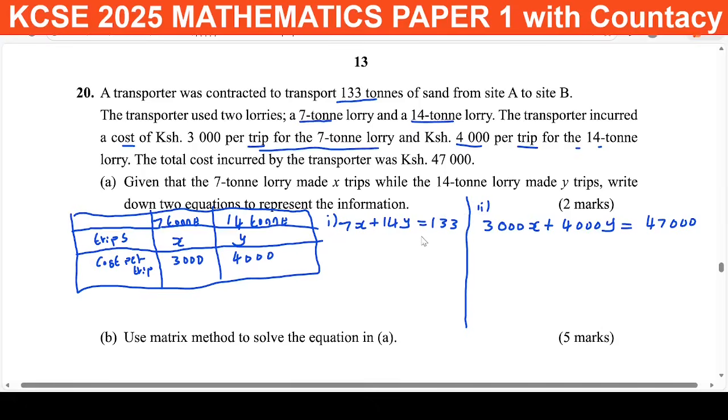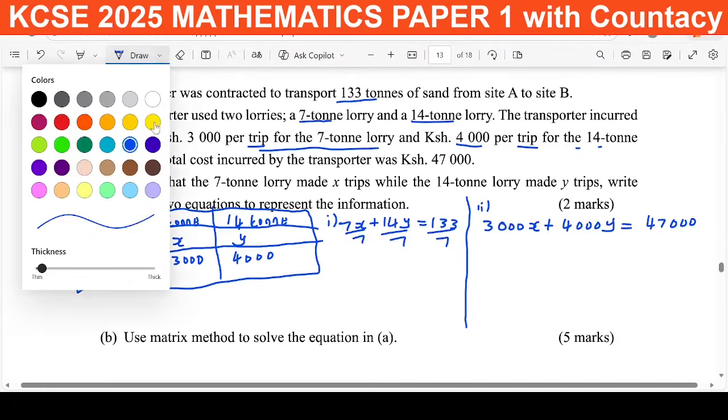But there's something that we've not yet done with these equations. You see, these numbers look very fat, and they look very scary. So we have to leave them in a format that is a bit more friendly, and a format that is much easier to work with. And the way that we can do that is by simplifying these equations. Because you see, 7, 14, 133, they are multiples of 7. Therefore, we can divide by 7, we can divide by 7, and we can divide by 7. Let's see what we get with this.